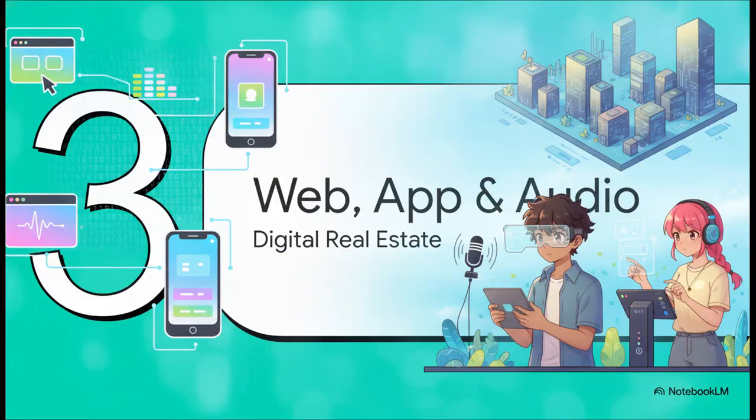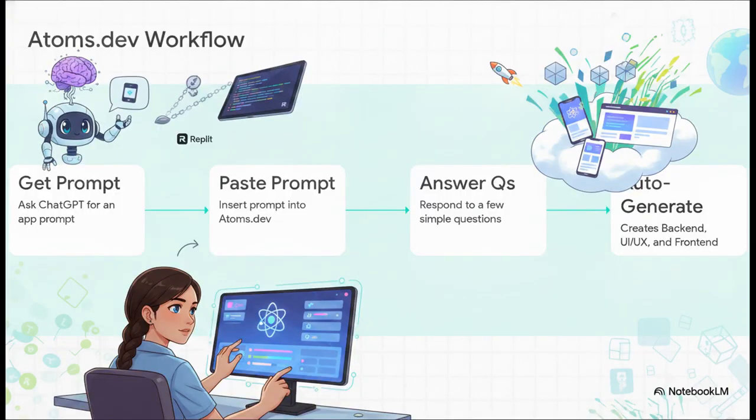Okay, Section 3, website, app, and audio. We are shifting focus to building your digital real estate, basically tools that replace super expensive developers and audio engineers. Tools like Emergent or Replit are great, but they can be pricey. Here is an incredibly accessible free workflow using atoms.dev.